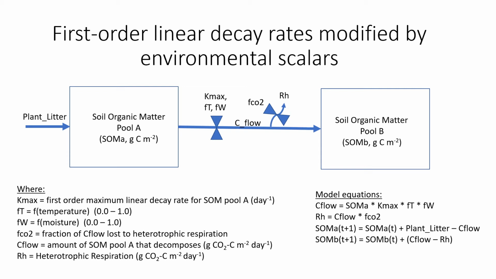Heterotrophic respiration is some fraction of this carbon flow out of pool A, and pool A at time t plus 1 is equal to what pool A was at time t, plus what it gained, plant litter, and what it lost, the decomposition. Pool B at time t plus 1 is equal to what pool B was at time t plus what it gained, and it gained the difference between C flow and heterotrophic respiration.